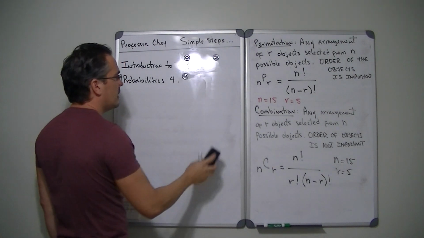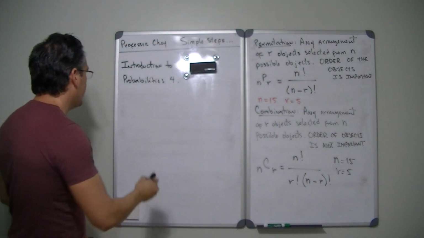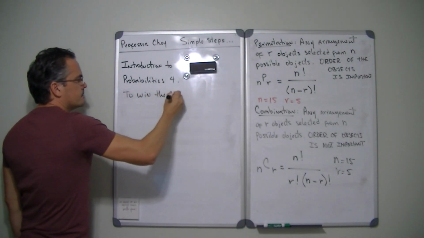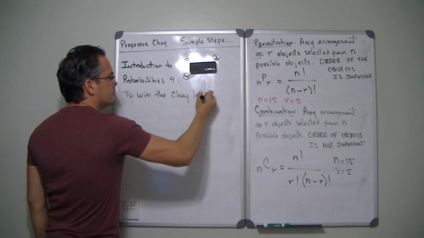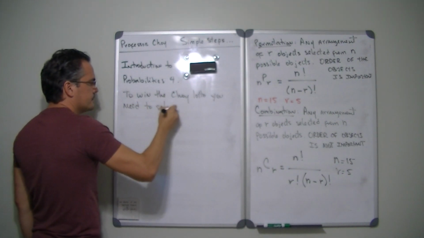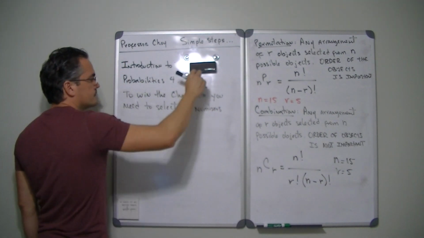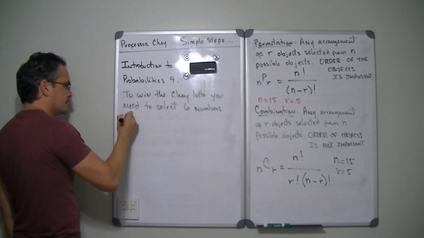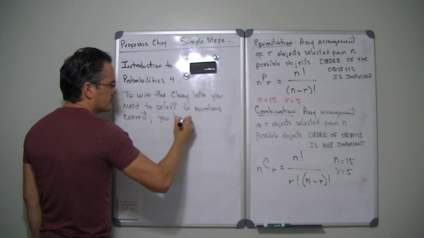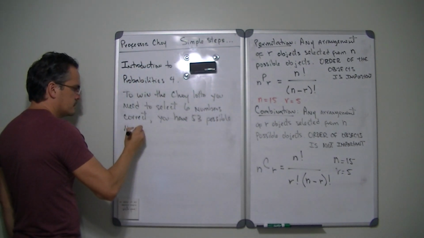And since my students usually like the lotto, let's again use a lottery example. Okay? So let's say to win the Ch5 lotto, you need to select 6 numbers correct, and you have 53 possible numbers to select.